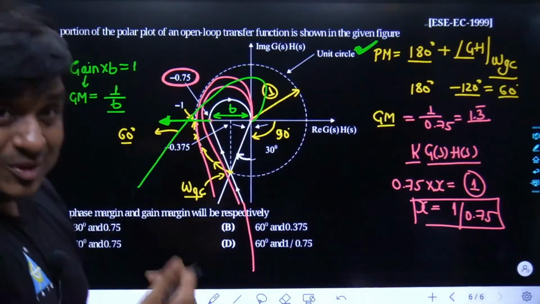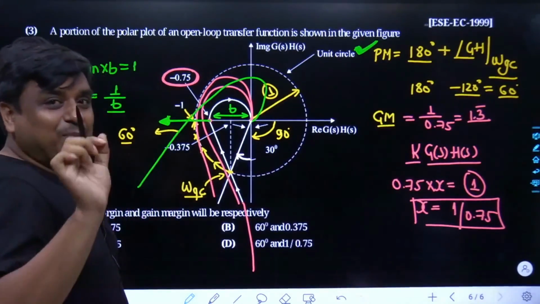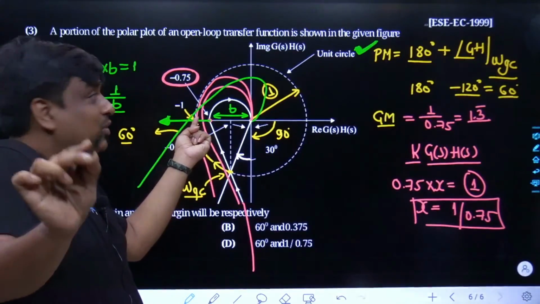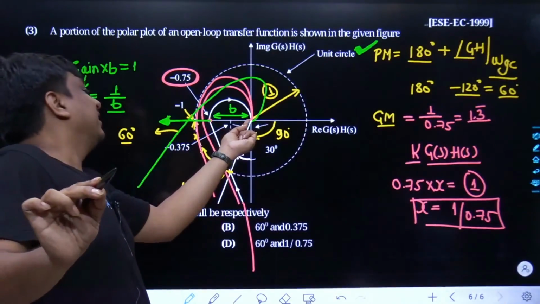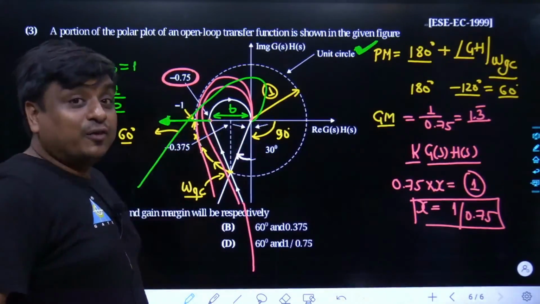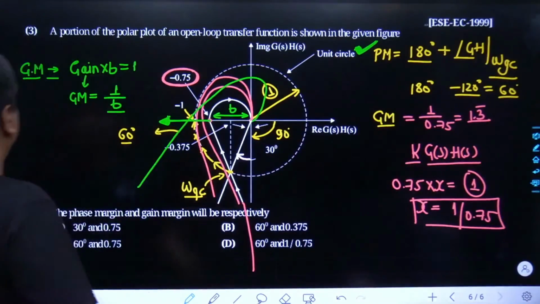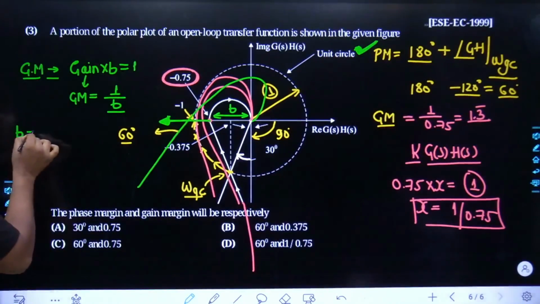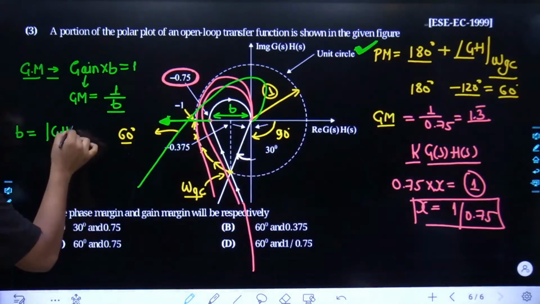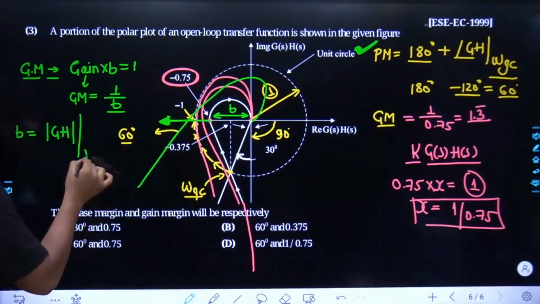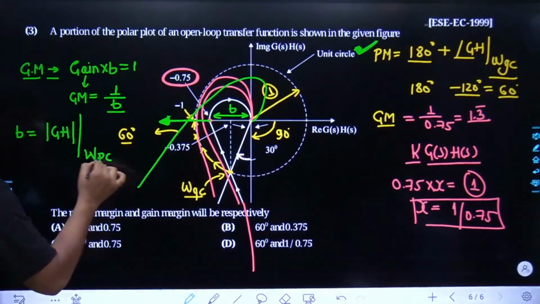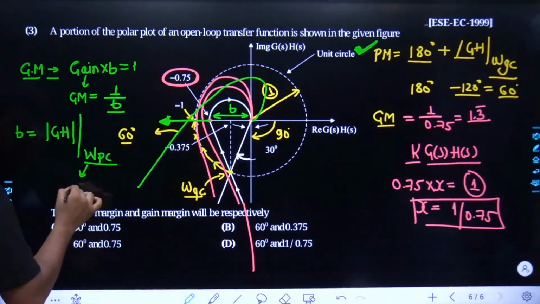What was B over there? B was the magnitude offered by the system when it was crossing the minus 180 degree, or when the angle offered by the system was minus 180 degrees. So B is the magnitude of G(jω)H(jω) at the frequency at which the angle offered by the system is precisely 180 degrees.